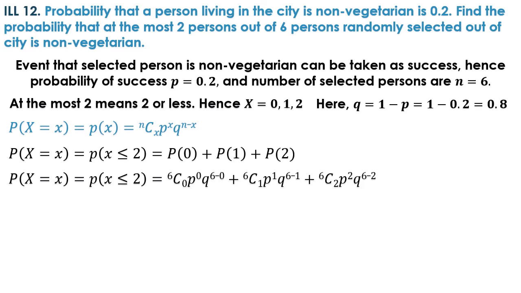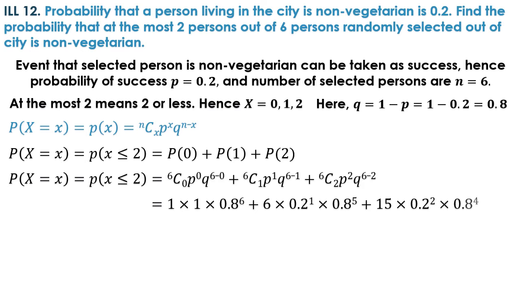I will simplify this. 6C0 is 1, p raised to 0 is 1, q raised to 6 minus 0, that is 0.8 raised to 6. 6C1 is 6, p raised to 1 is 0.2 raised to 1, and 6 minus 1 is 5, so 0.8 raised to 5. 6C2 is 6 times 5, that is 30, divided by 2, 15, 0.2 raised to 2, and 0.8 raised to 6 minus 2, that is 4.